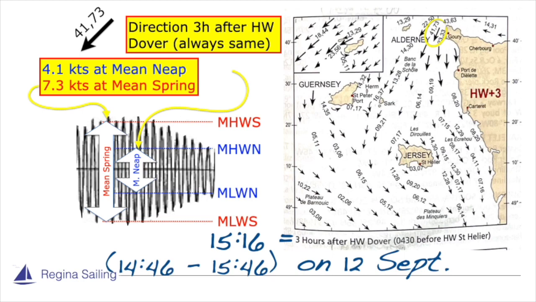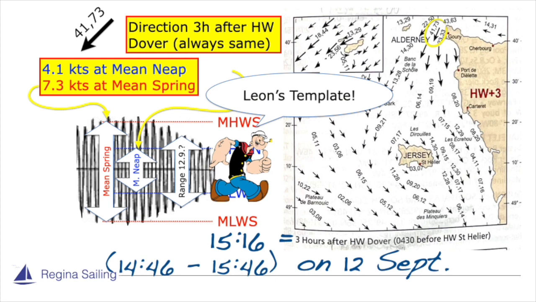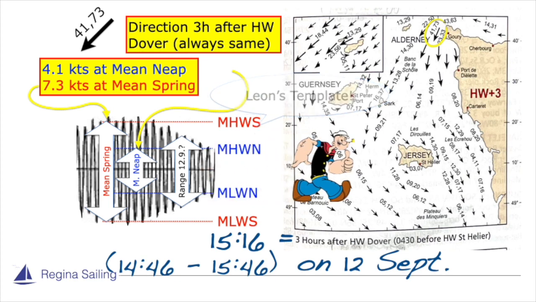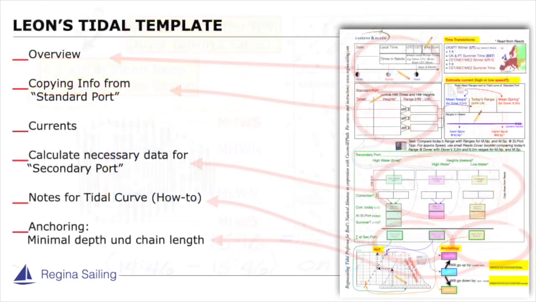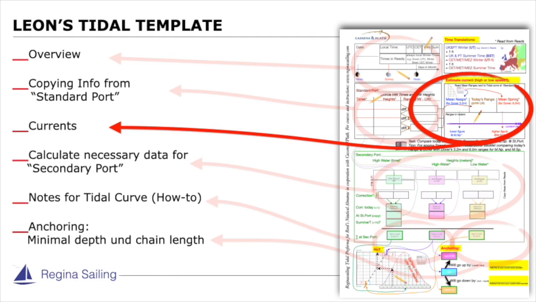But what you must not forget is that you have a range of today which can be anything. It can even be bigger than this. So let's look how it is today. What is the range on the 12th of September? So let's look at the range on the 12th of September, and we do that with Leon's templates. So that's where I have the currents. Remember my templates here, and this is where we do the current calculation.